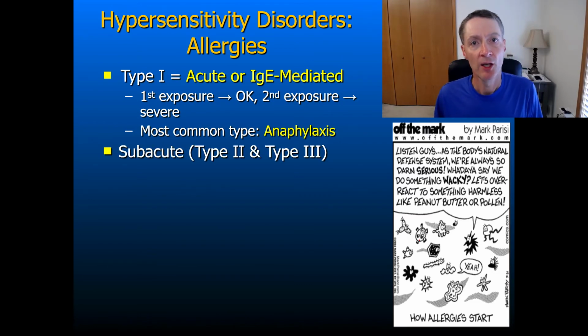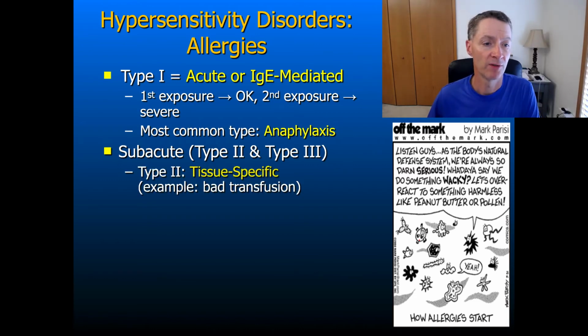We also have subacute, type 2, and type 3 categories for hypersensitivities. Type 2 are otherwise known as tissue-specific hypersensitivities. A good example of this would be a bad transfusion where someone who is Rh negative and has antibodies against the Rh factor receives positive blood. They would have antibodies that would attack a specific tissue, in this case, the blood cells being donated. All right.